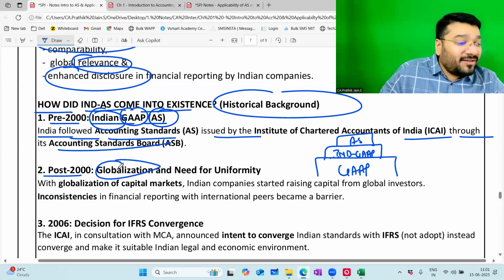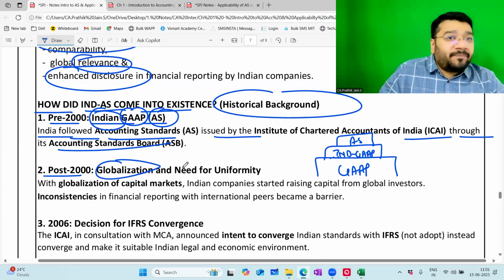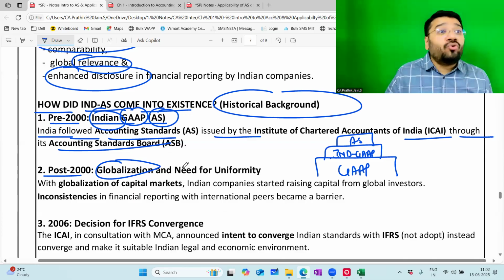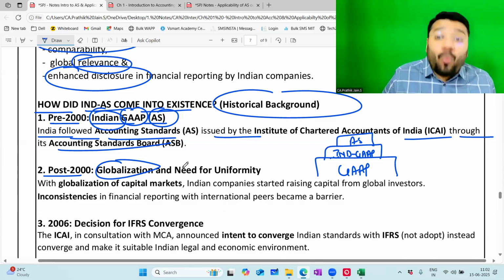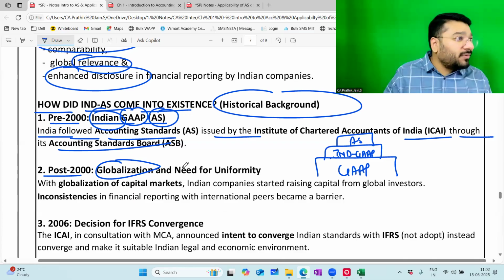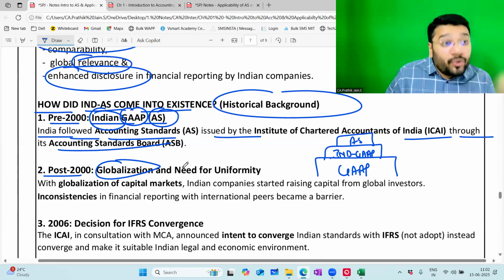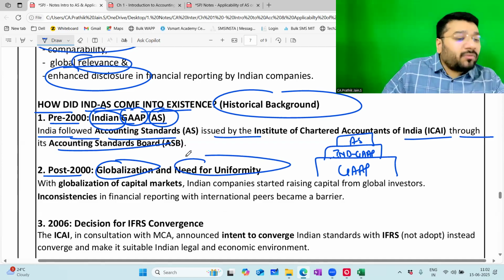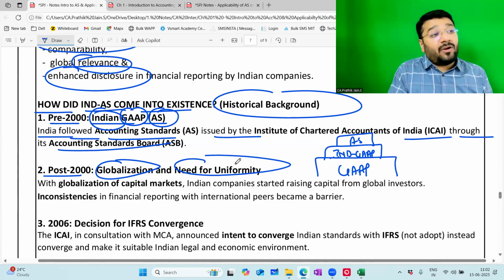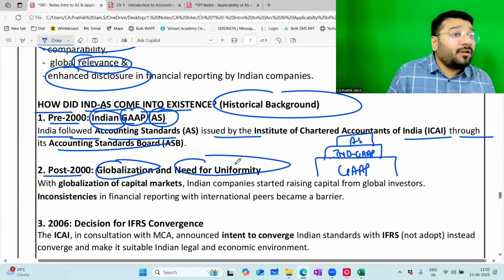Liberalization, privatization. So they felt that if you want to reach your business to international level, if you want to deal with international people, if you want international people to deal with you, then you have to come out with a language which both of you understand. So now, globalization and the need for uniformity.